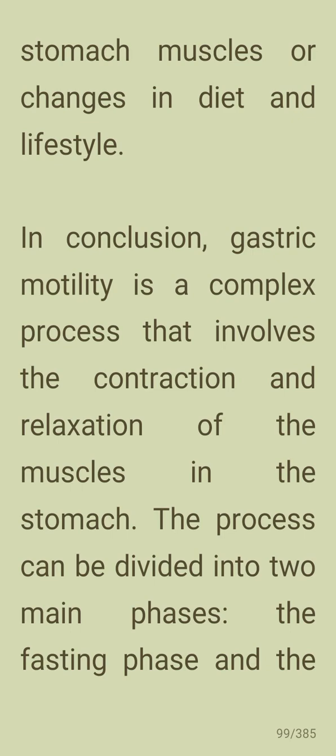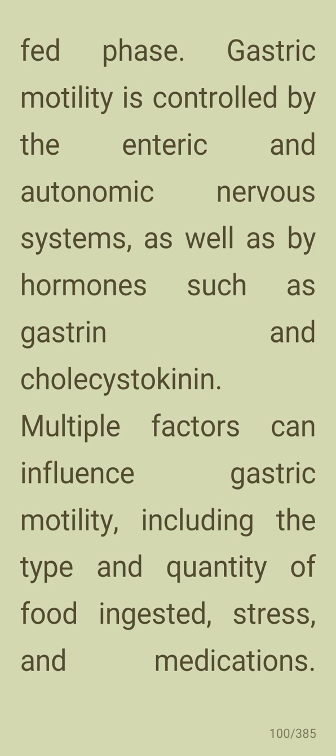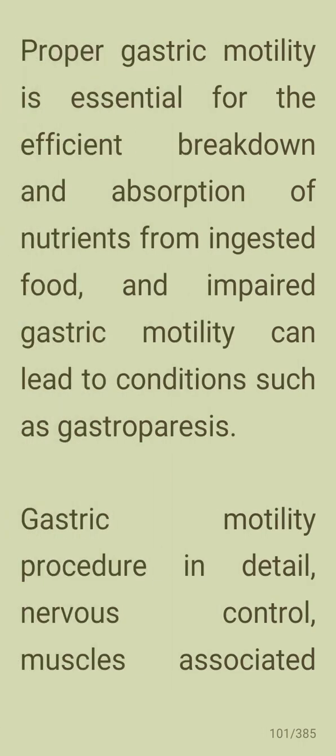So, in conclusion, gastric motility is a complex process that involves the contraction and relaxation of the muscles of the stomach. The process can be divided into two main phases: the fasting phase and the fed phase. Then, gastric motility is controlled by the enteric and autonomic nervous systems, as well as by hormones such as gastrin and cholecystokinin. Multiple factors can influence gastric motility, including the type and quantity of food ingested, stress, and medications. Proper gastric motility is essential for the efficient breakdown and absorption of nutrients from ingested food, and impaired gastric motility can lead to conditions such as gastroparesis.